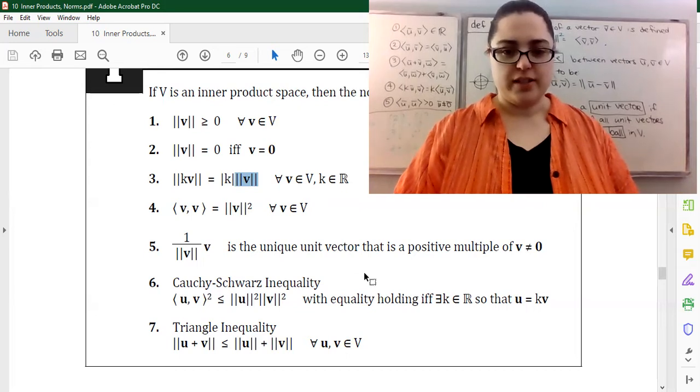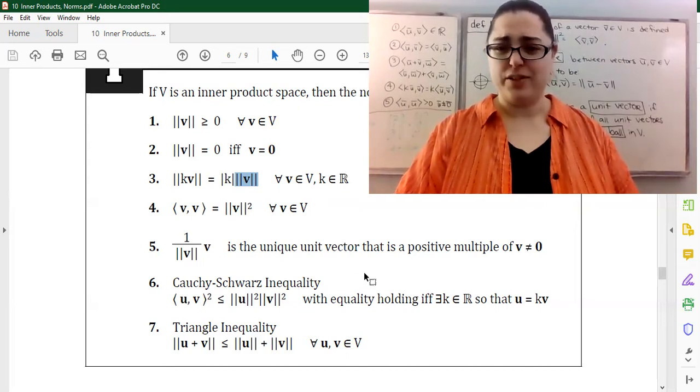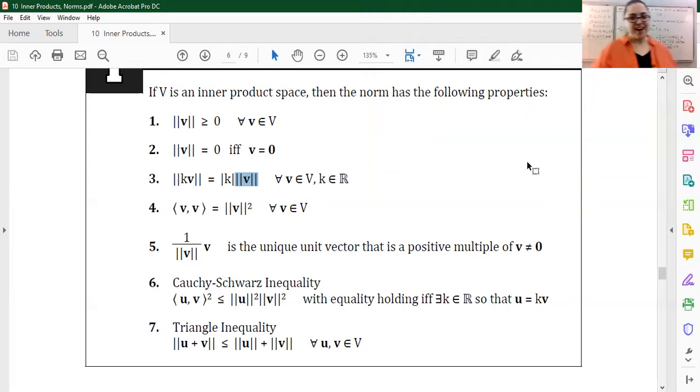I'm going to shrink myself again, see if I can do that. There we go. All right, so for our 5th property here, a couple things going on.